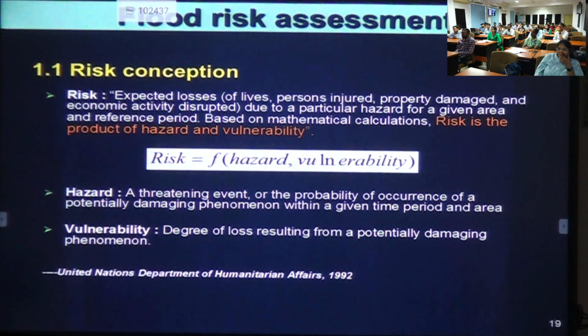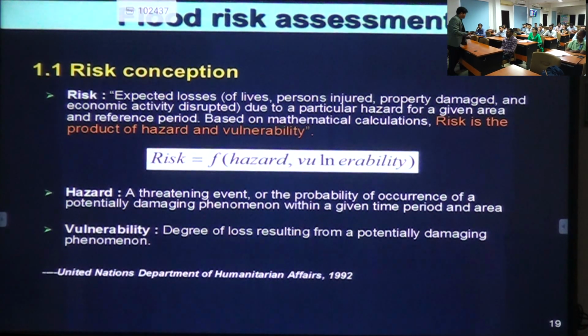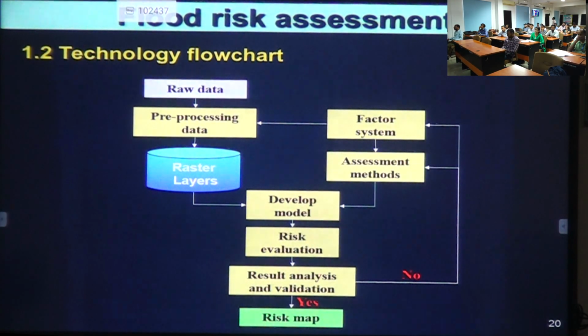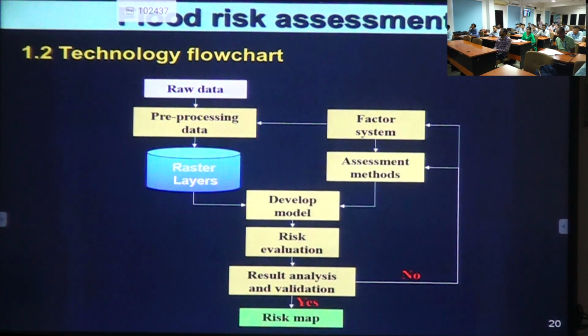Okay, this I have already taught you many times. Risk is a function of hazard and vulnerability. This also I have already explained. Now, simple way. If I want to put a simple flowchart for risk assessment: raw data, pre-processing, create the raster. Okay?